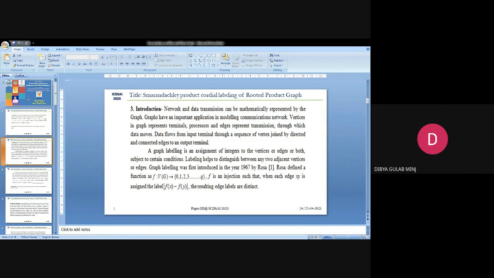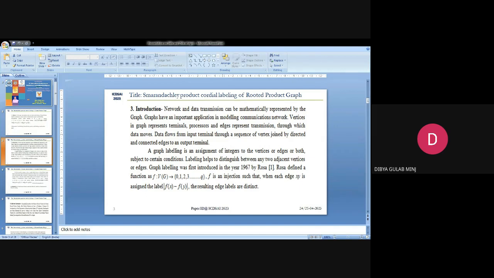The second case is when m is even and n is odd. In this case also we label all the vertices of the odd rows with 1, 0, 1, 0 respectively, and all the even rows with 1, 1. The result similarly satisfies the condition of Smarandache. The third condition is when m is odd and n is even, and here we label all the vertices of the odd rows with 0, 1, 0, 1 respectively, and the even rows with 1, 1 respectively. The result here satisfies the condition of Smarandache product cordial labeling.